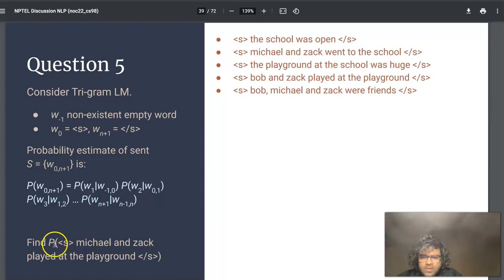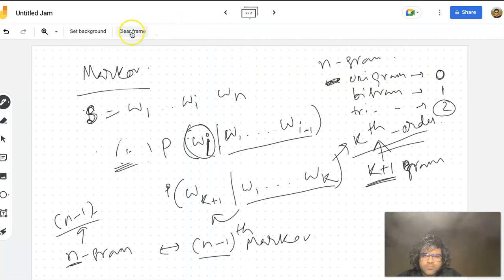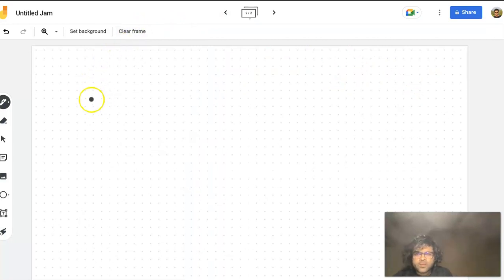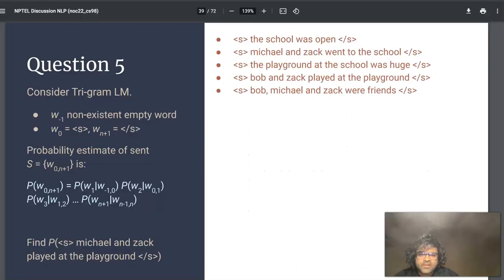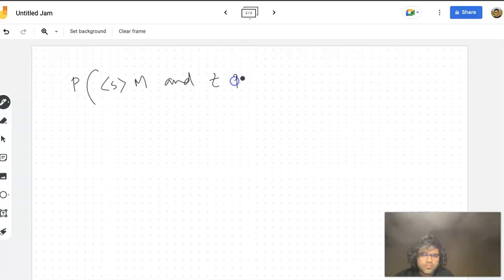So Michael and Jack played at the playground. Probability of, just for short I am writing M for Michael and J for Jack, played at the playground, and we are closing it with the end tag.